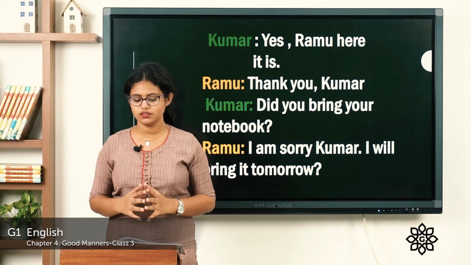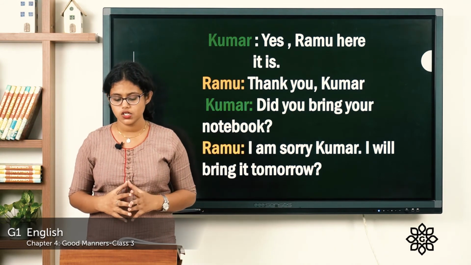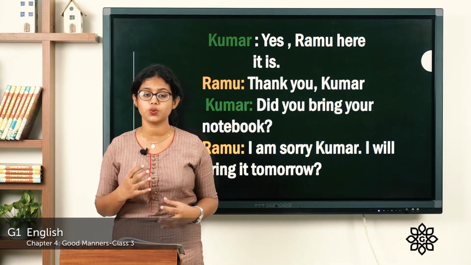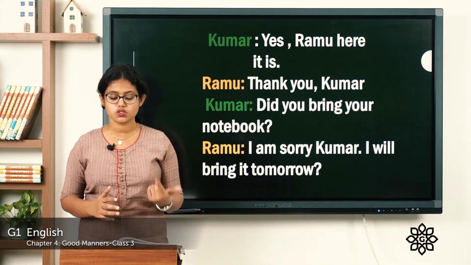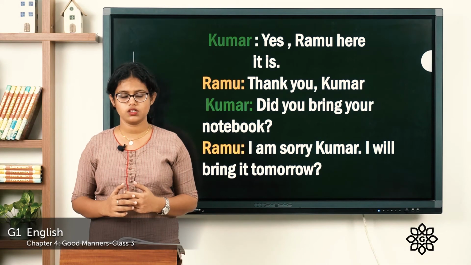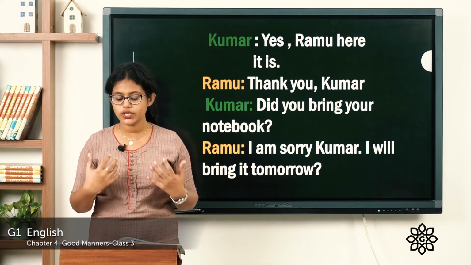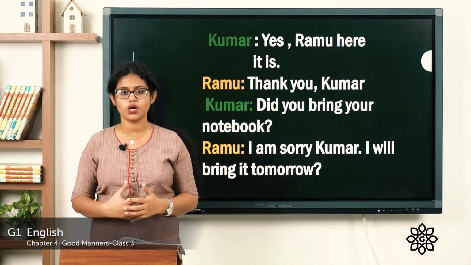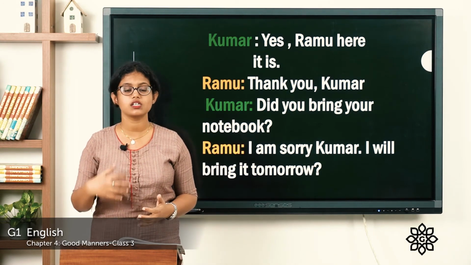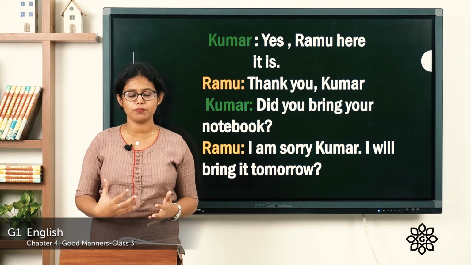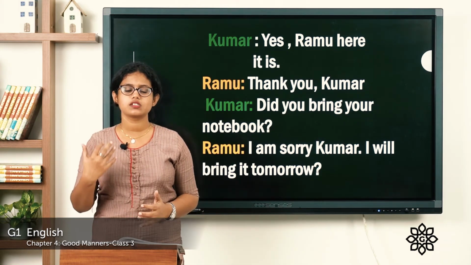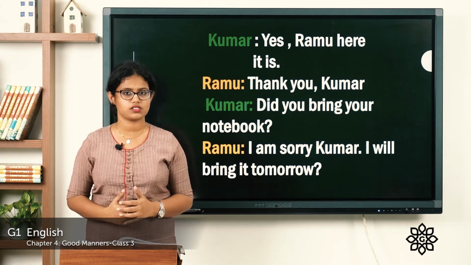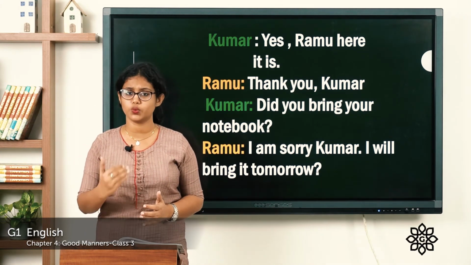Coming to the next one, there is another exercise. We learned about the 3 polite words, right? Do you all remember the 3 polite words that we learned? Thank you, sorry, and please. What you can do here is discuss with your parents in the same manner. You can talk to your parents using these polite words: please, sorry, and thank you. Say 3 sentences with these polite words to your parents. Okay, you all have to do it.